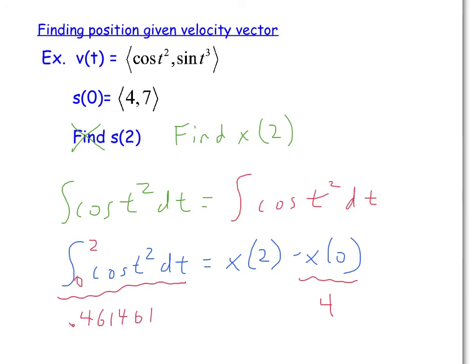If you also had to find the y component of position, you basically would do the exact same thing, just integrating the y component of velocity and using the y component of position at time 0 to help you with finding the y coordinate at time 2. So this concludes everything you need to know with parametric equations and in particular two-dimensional motion.